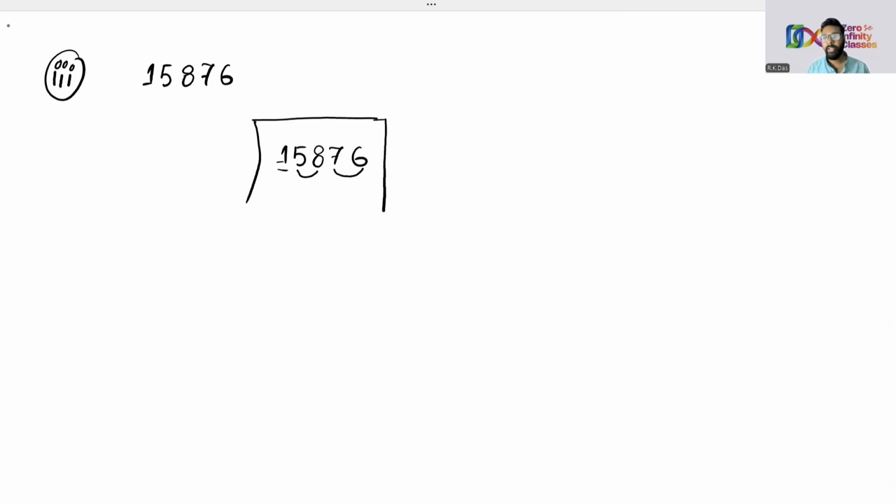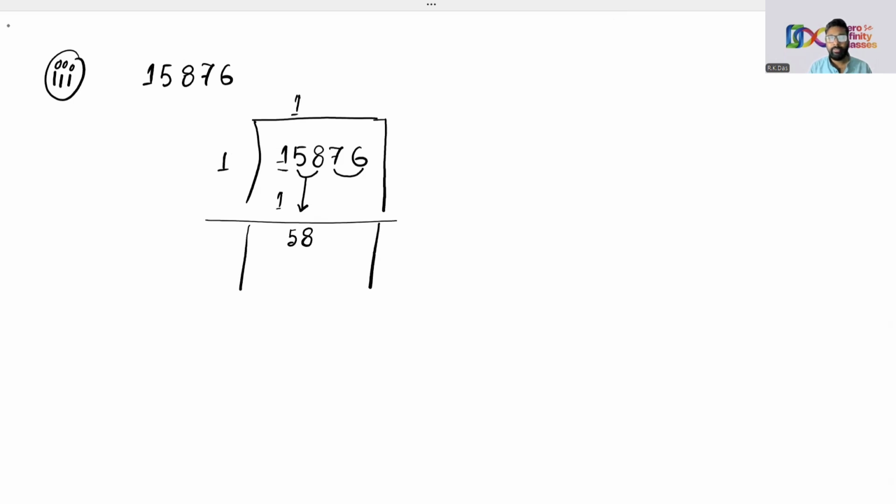The first step is we have to search. We know that 1 square is 1, but 2 square is 4. So we can't take 4 because it is greater than 1. So we have to take 1. One 1 is 1, nothing is left. Then this 58 will come here.